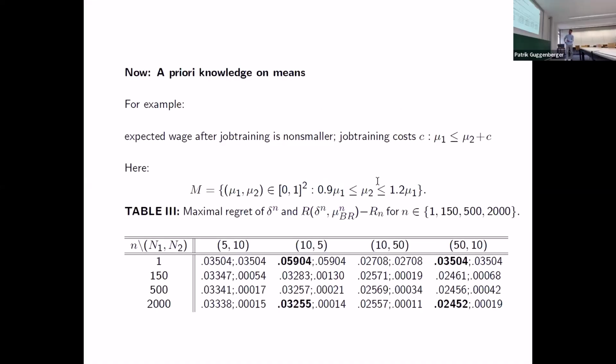Okay, and now we look at an example where we include a priori knowledge. So M, instead of being 0, 1 to the 2, is now restricted. And such situations, as I mentioned previously, arise very frequently in practice. For example, expected wage after job training should be non-smaller. If you also factor in the job training cost C, then you end up with an inequality of that sort here, mu1 being smaller or equal to mu2 plus C. Okay, so here we do something similar.